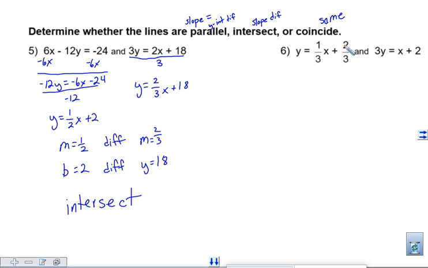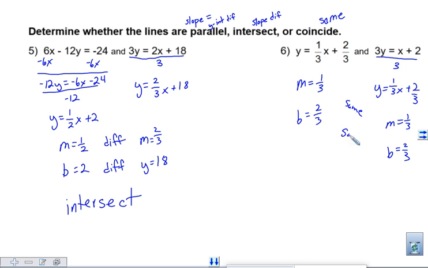Our next one, the first one is already in slope-intercept form, and our slope is 1/3, and our y-intercept is 2/3. And we need to change our second equation, and we just need to divide everything by 3. So we have y equals 1/3 x plus 2/3. Our slope is 1/3. Our y-intercept is 2/3. So our slopes are the same, and our y-intercepts are the same. So because both are the same line, these lines are coinciding.